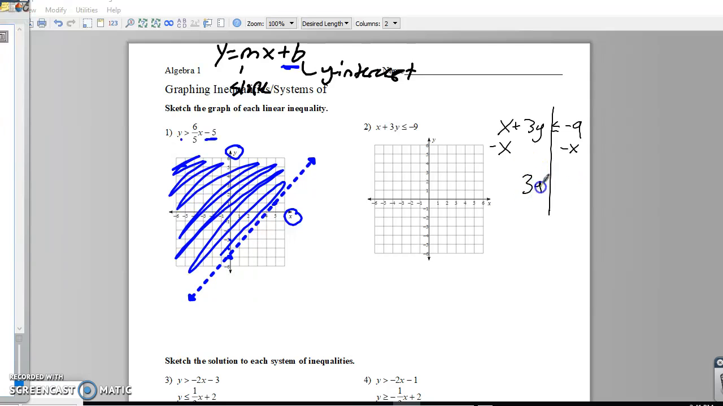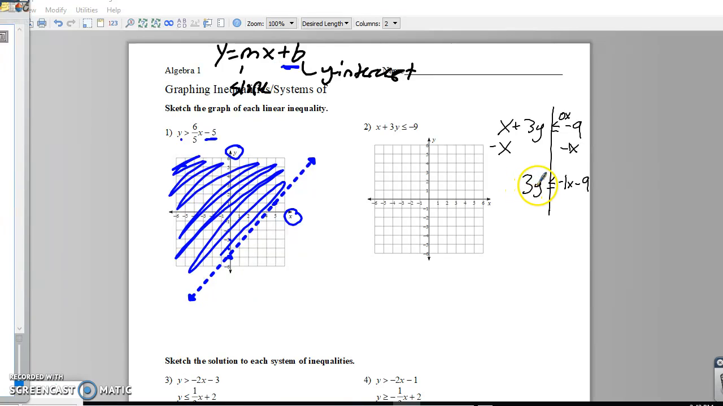So I'm left with 3y is less than or equal to, and now over here, think about combining like terms. -9 and -1x are not like terms. So currently I have 0 x's up here. I'm going to subtract 1, and I'm left with -1x minus 9. Okay, and I put the x first so that it was real close to the mx plus b form.